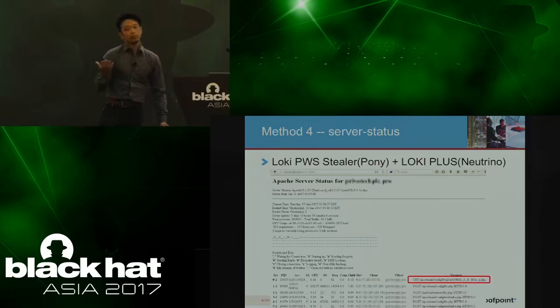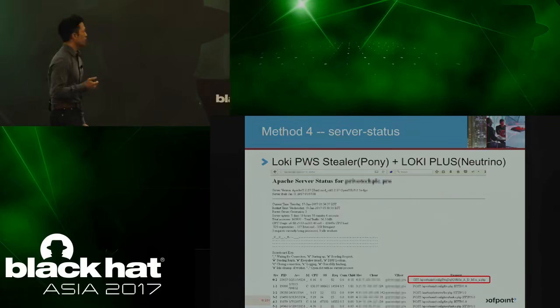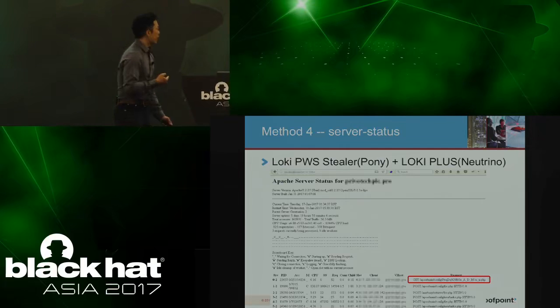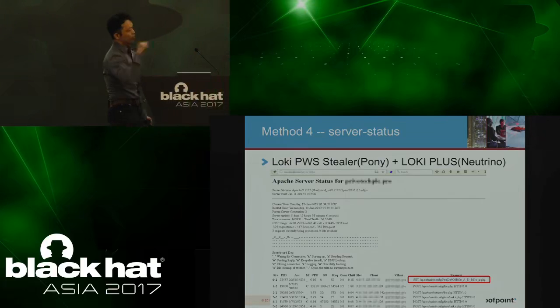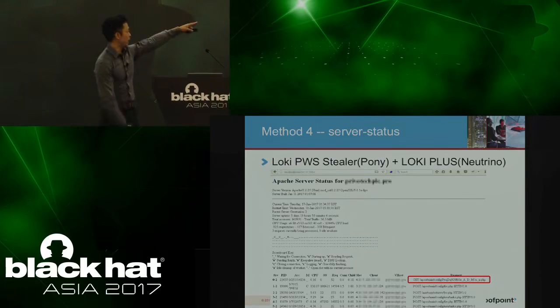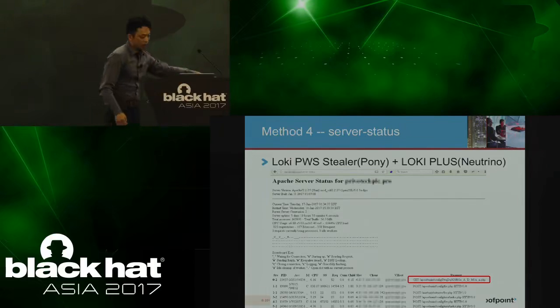And one technique that we can use is Apache's server status module. For example, the Loki password stealer group turns this module on in their Apaches. And so when we found their command and control server, we were able to find slash server-status, and we're able to list out.